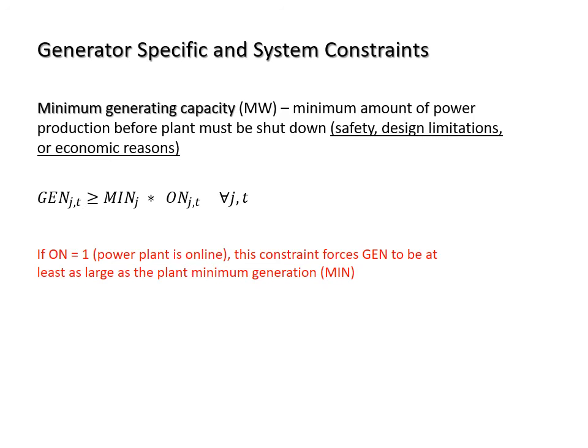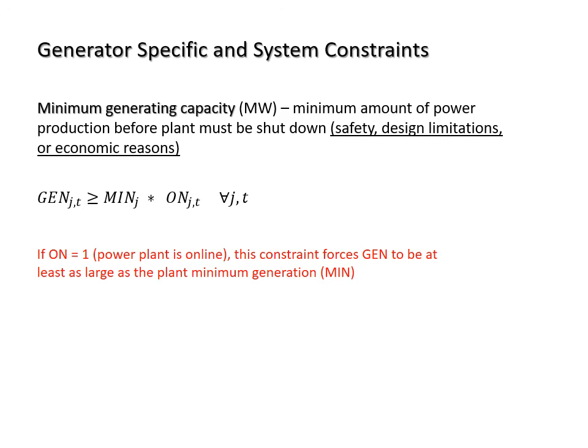We also need to make sure that power plants are not producing close to zero. As I mentioned a couple times, many fossil fuel power plants have minimum generating capacity. These are due to safety, design limitations, economic reasons, or a combination of all of these. So each power plant J is associated with a parameter that's minimum generating capacity that has to be met before it starts producing electricity. And so we're going to set the constraint here similar to the way we set the maximum generating capacity constraint.